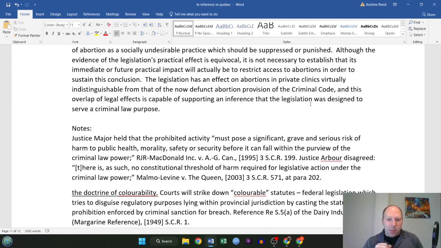But Justice Arbour disagreed in 2003, so that is more recent. He says there is no constitutional threshold of harm required for legislative action under the criminal law power. That was in the Malmo-Levine case.